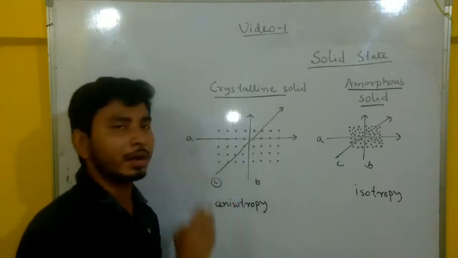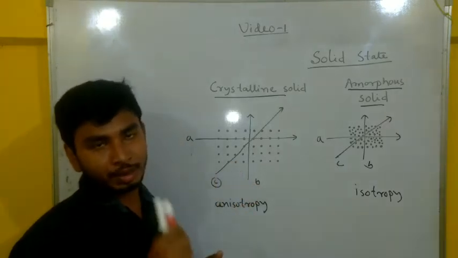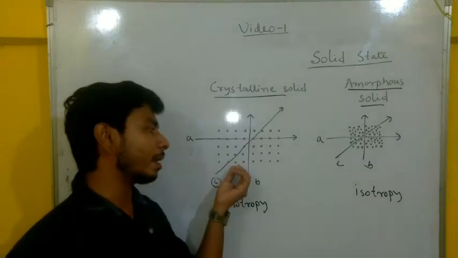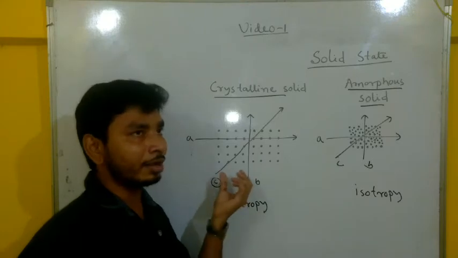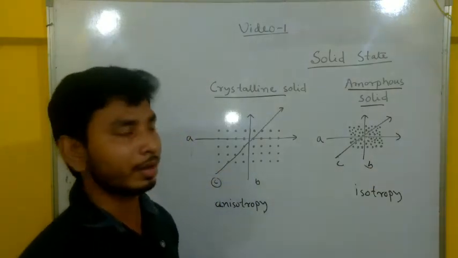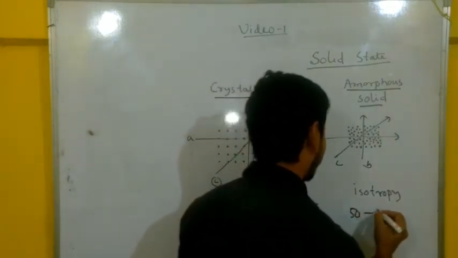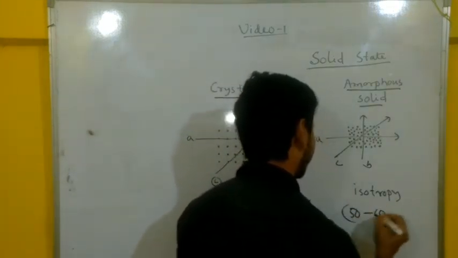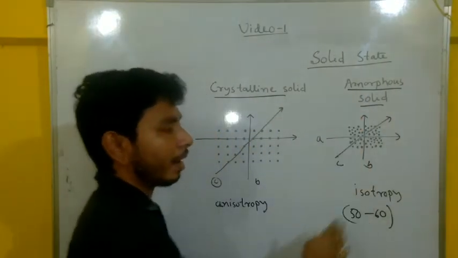It is a fixed melting point. Suppose the melting point is 60 degrees, so it will melt at nearly 60 degrees Celsius. So it has a fixed melting point. But amorphous solid does not have a fixed melting point. It has a range of melting point. Suppose 50 degrees to 60 degrees. So in this range, the amorphous solid will melt.